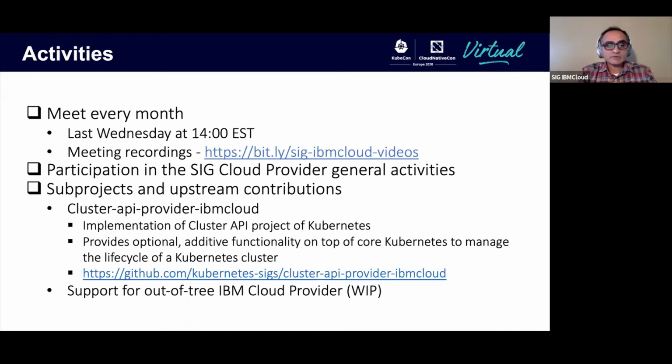As far as upstream contributions are concerned, we have a GitHub repository called Cluster API Provider IBM Cloud. You may already know about the Cluster API project. It's a Kubernetes project, and the Cluster API Provider IBM Cloud is basically an implementation of this project, and it provides optional functionalities on top of the core Kubernetes around managing the lifecycle of Kubernetes clusters.